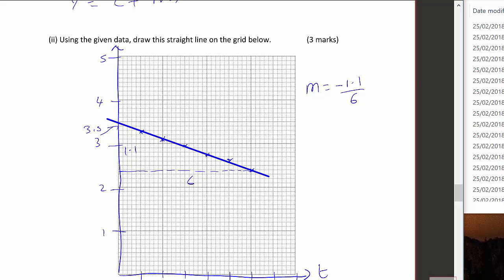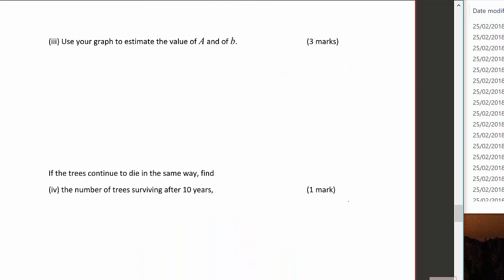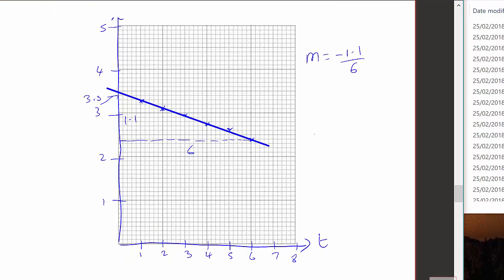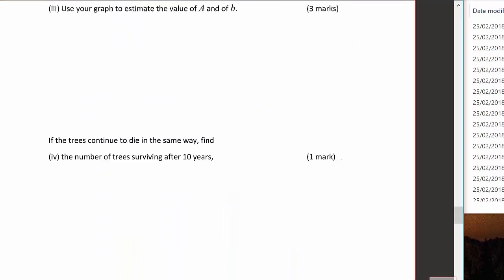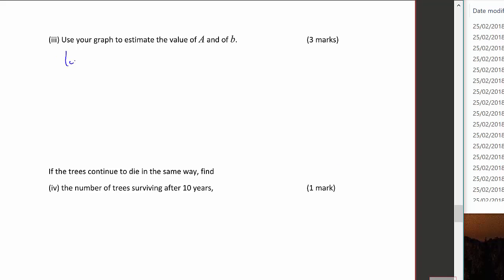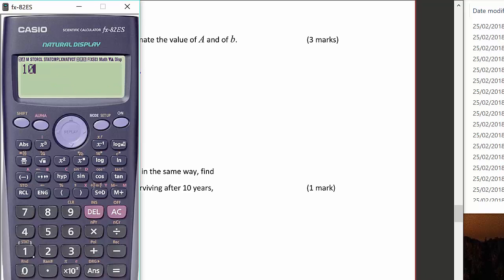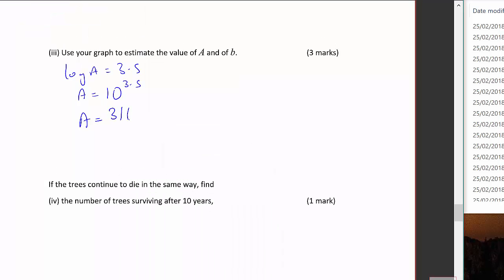So I want to estimate A and B. So the intercept was 3.5. So the intercept was log A, wasn't it? So log A is 3.5. So A would be 10 to the power 3.5. So we'll have 10 to the power 3.5, and that's 3162, we should call that. So 3162.